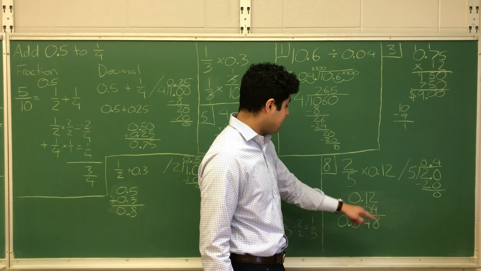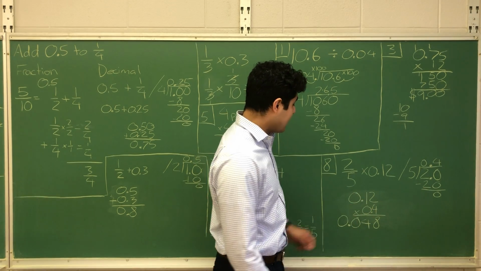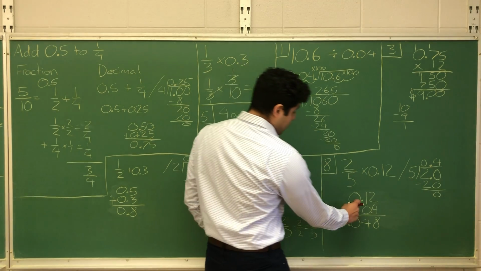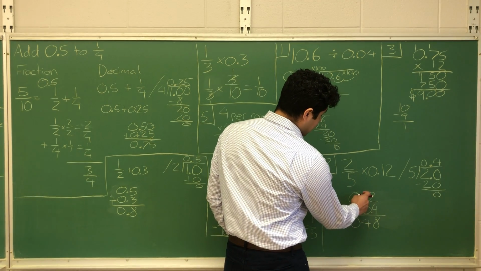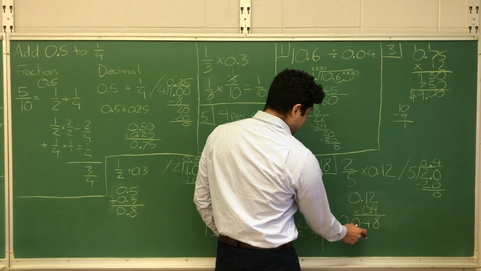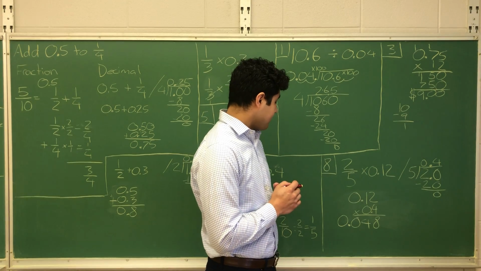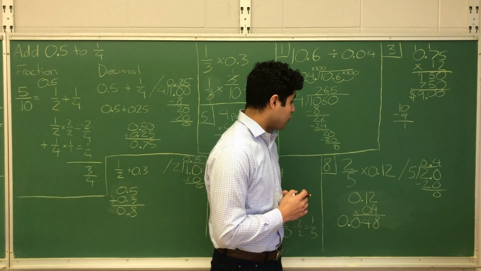So 4 times 2 is 8. 4 times 1 is 4, 4 times 0 is 0, okay? And now to determine where the decimal goes, I count the decimal places. 1, 2, 3. There's 3 decimal places, so 1, 2, 3. So I place my decimal point there. And a 0 holds the 1st place.